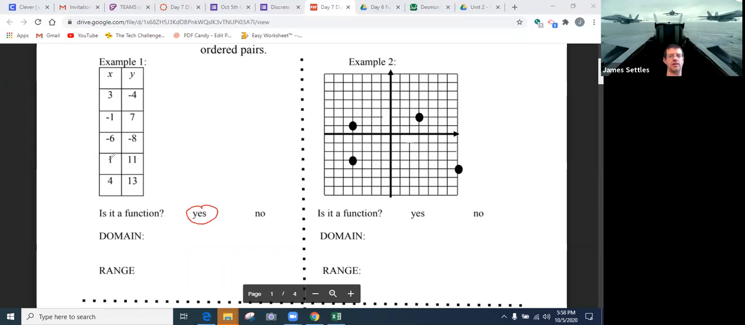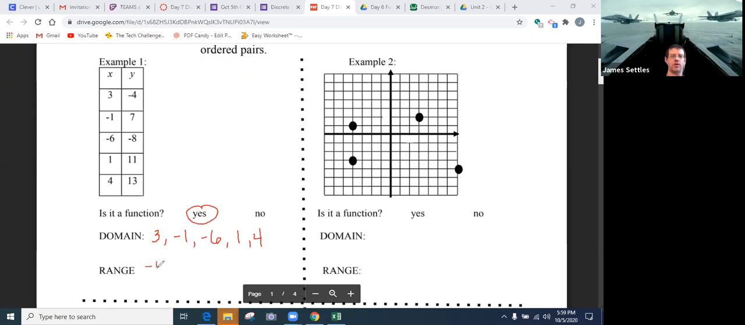And then the domain is just going to be all the x's. So if this was a test, they would be listed from least to greatest. So it would start with -6 and then -1, 1, 3, 4. But whenever you're writing it, I don't care. You can just write it the way you see it. So 3, -1, -6, 1, and 4. And then the range is going to be all the y's.